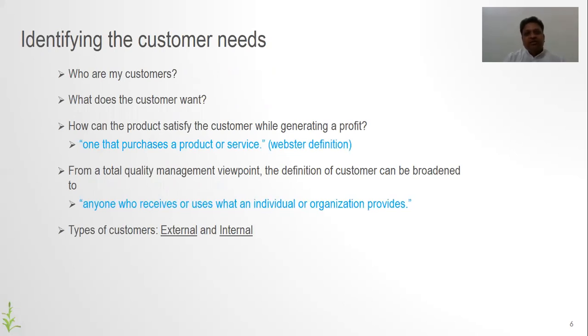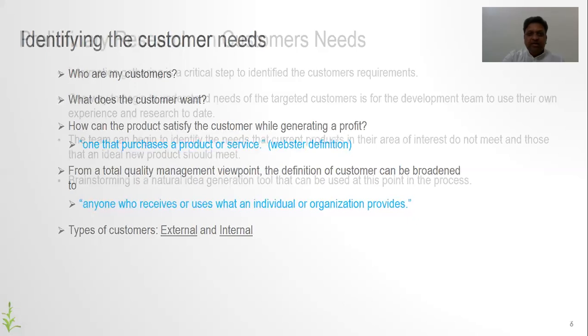So, identifying the customer needs. Who are my customers? What does the customer want? How can the product satisfy the customer while generating a profit? A customer is one that purchases a product or service, that is a definition. From a total quality management viewpoint, the definition of customer can be broadened to anyone who receives or uses what an individual or organization provides. So types of customer shall be external and internal.